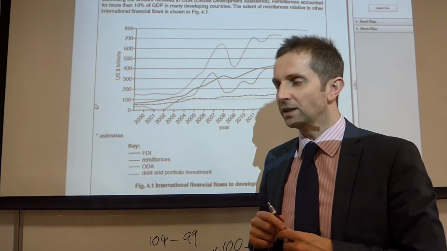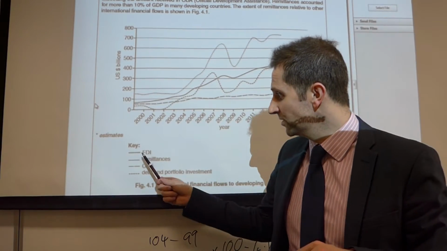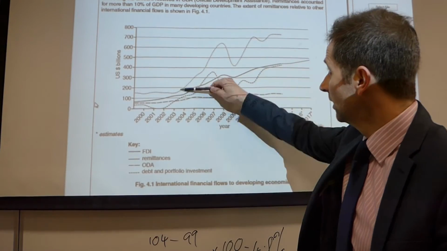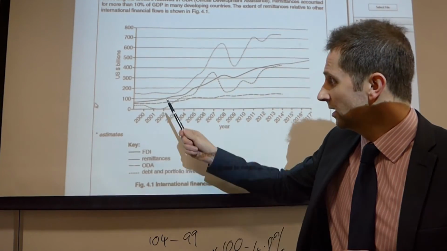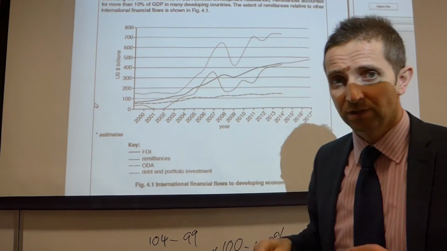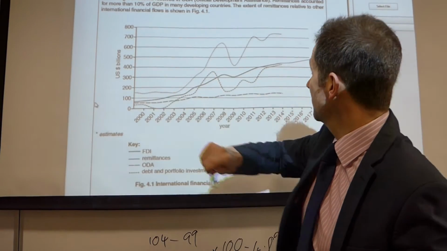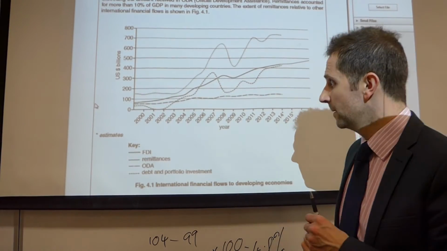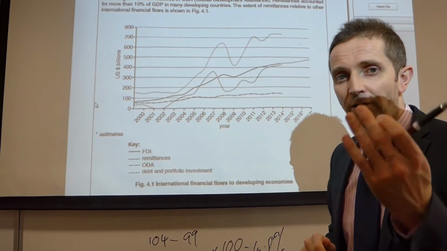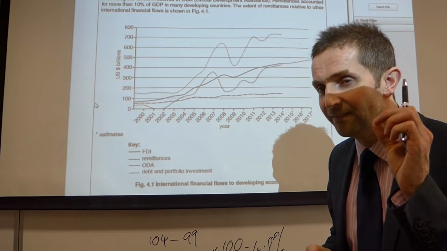So what are the obvious things that we can say about this, ladies and gentlemen? Well, first of all, we can see clearly that FDI, although it does fluctuate quite a lot, the general trend is very significantly upwards, and it's very extensive. We're talking about almost 750 billion US dollars. So very extensive FDI.